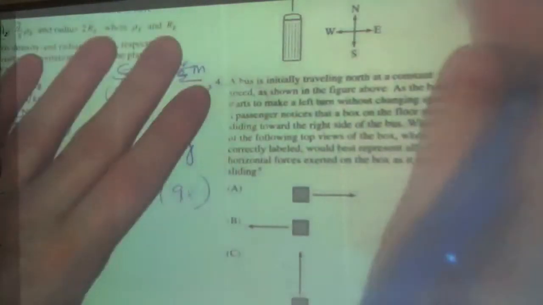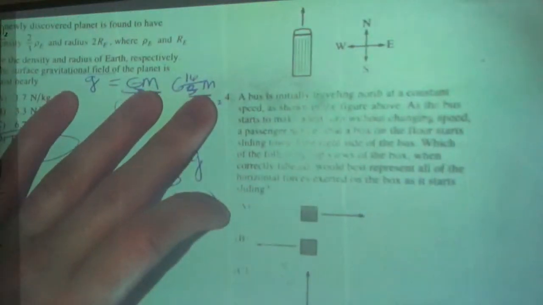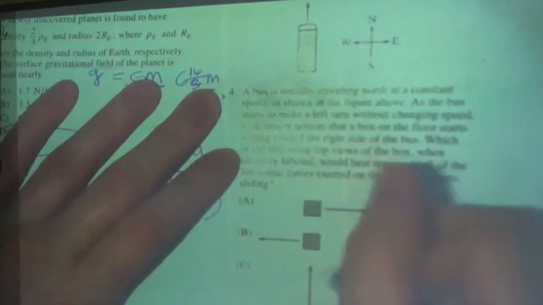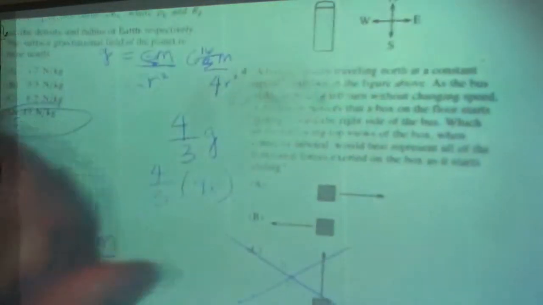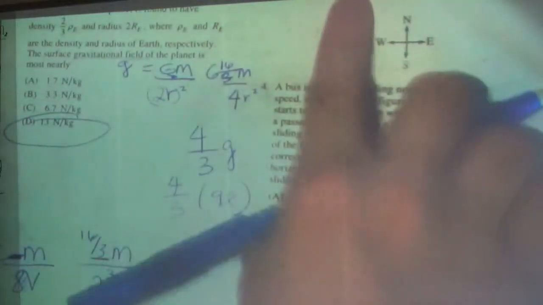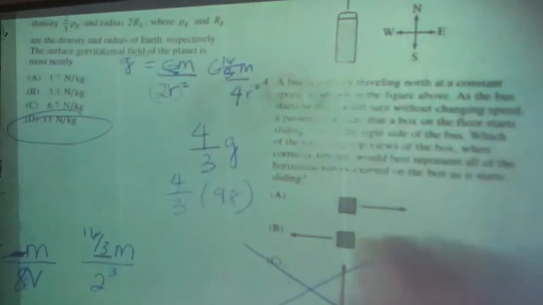So a bus is initially traveling north at a constant speed. As the bus starts to make a left turn without changing speed, a passenger notices that a box on the floor starts sliding to the right side of the bus. Which of the following top views of the box, when correctly labeled, would best represent all of the horizontal forces exerted on the box as it is sliding? So let's cross off C immediately, because we're asked for the horizontal forces exerted on the box. There's no force that's causing it to accelerate north, so that doesn't make sense.